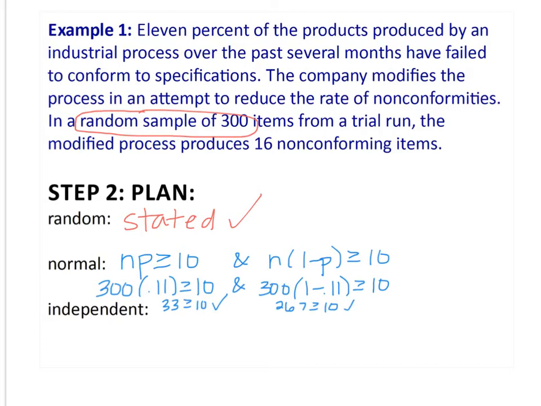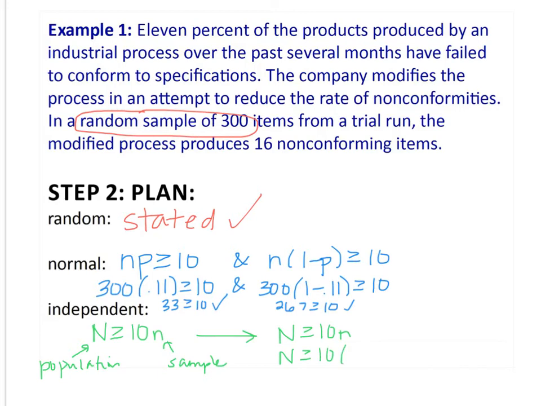Independence is that capital N is greater than or equal to 10 times lowercase n, or the population is at least 10 times larger than the sample. Well, we can assume, I'm going to move this over here, so N greater than or equal to 10 times lowercase n. We can assume that there's more than 10 times 300 products being produced by this machine, or that N is greater than or equal to 3,000 products. So these are my 3 conditions, the same 3 that we've been checking.